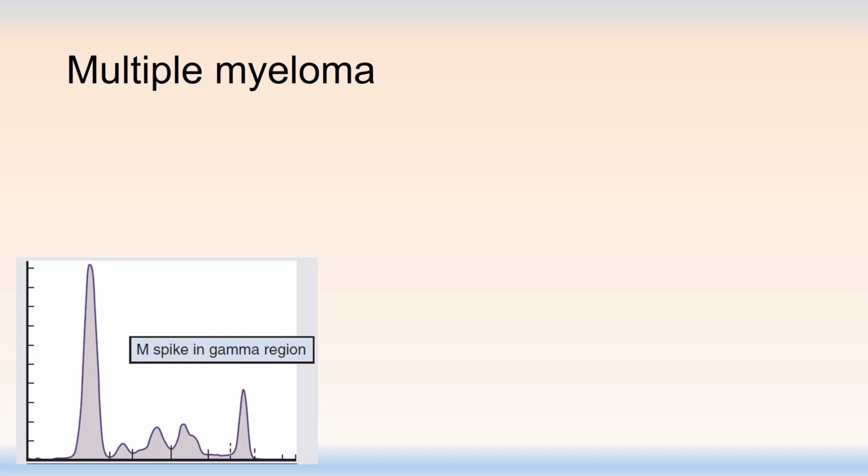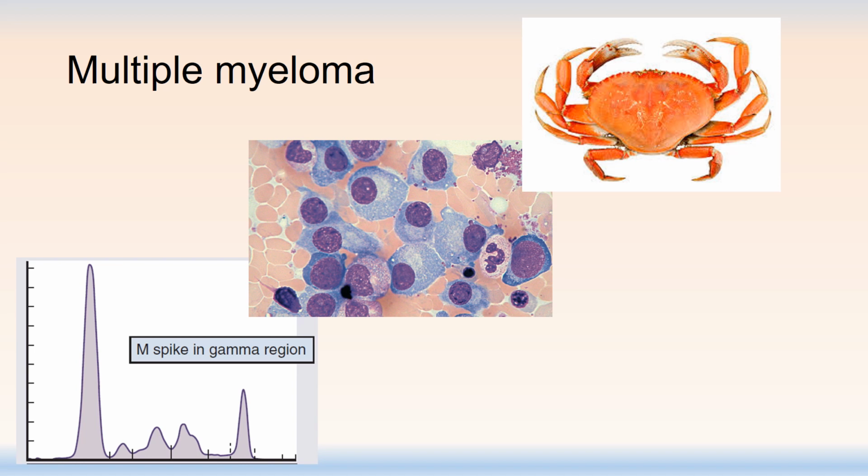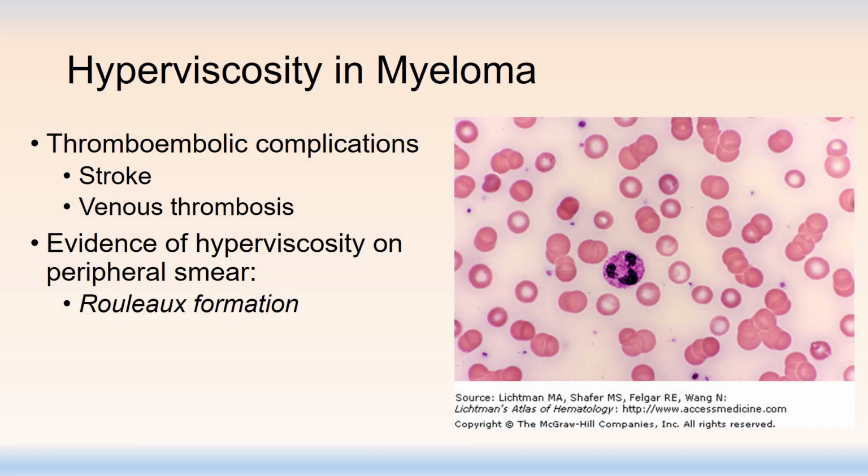So multiple myeloma, we've talked about monoclonal gammopathy, we've talked about the pathology of the plasma cells, and we've talked about the clinical CRAB criteria. But I want to speak with you about one more aspect of myeloma, which is hyperviscosity. Hyperviscosity in myeloma can lead to complications relating to thromboembolic phenomena like stroke, like deep venous thrombosis. But there's also another pathologic finding associated with myeloma that you can see on the peripheral smear. It's called rouleaux formation, where hyperviscosity results in red blood cells adhering to one another.